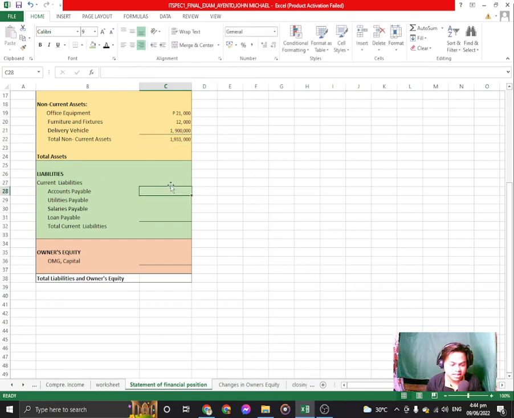Okay, good. So we go down for the liabilities. So the current liabilities sa mo na siya tong accounts payable nato is we have 6,000 pesos. And then for the utilities payable, we have a 5,000 pesos. And then for the salaries payable, katong kaganina, we have 8,200.